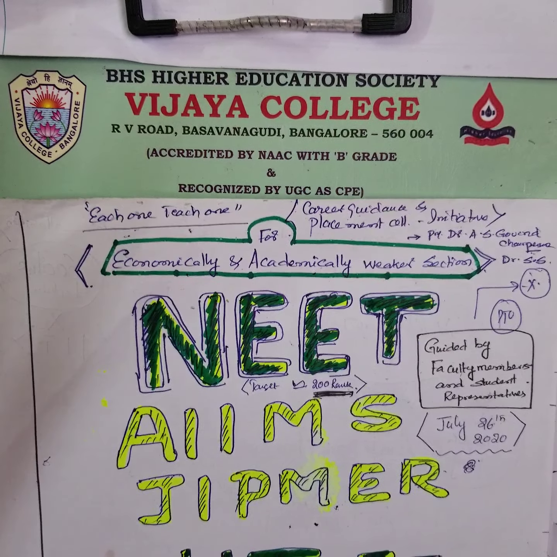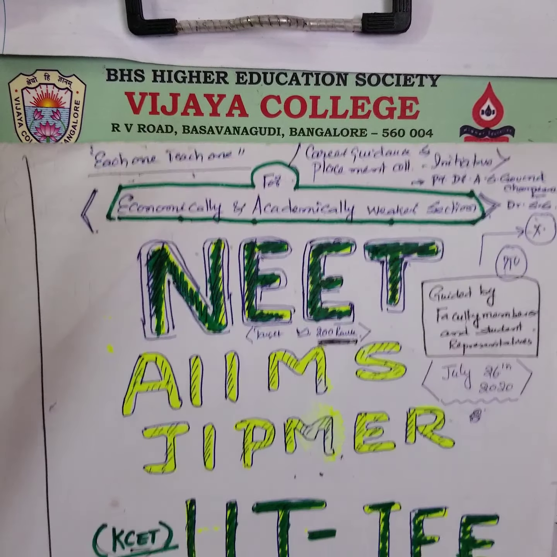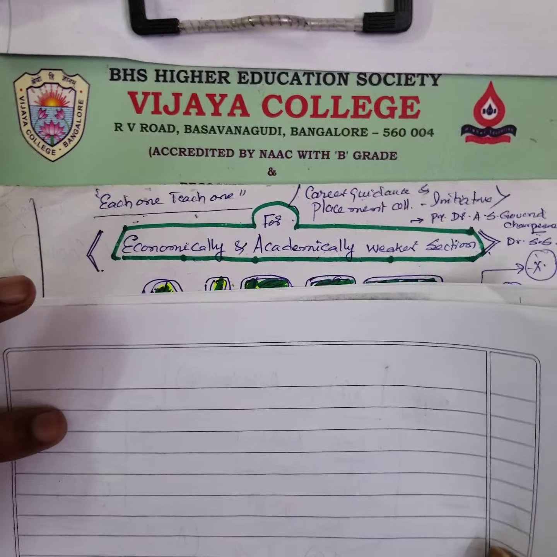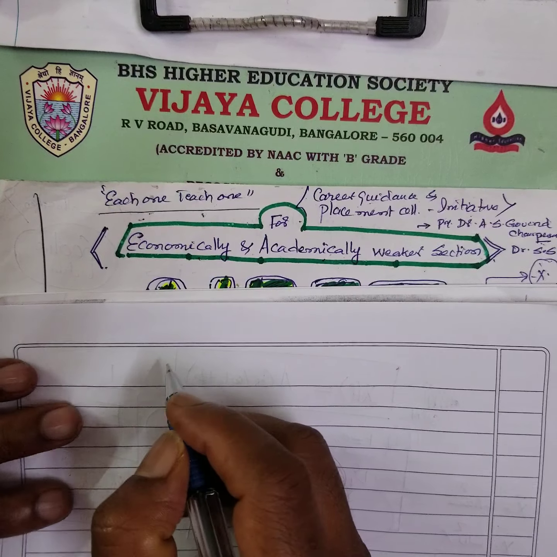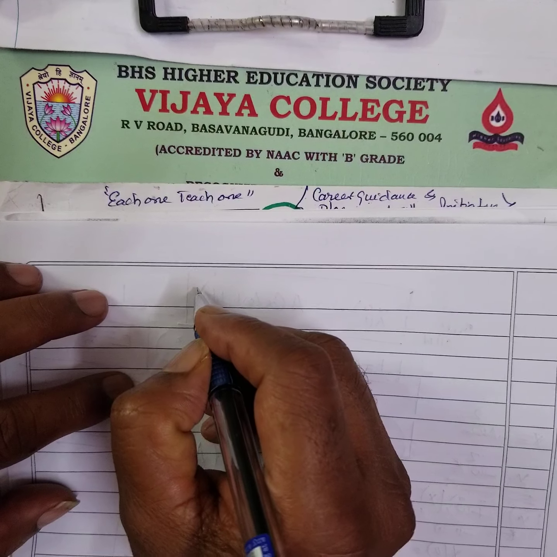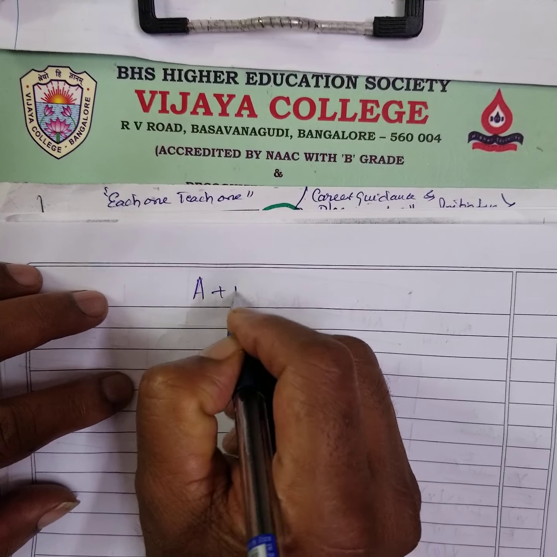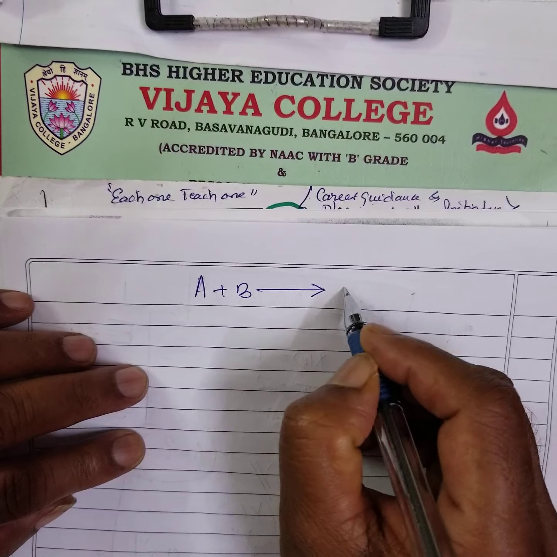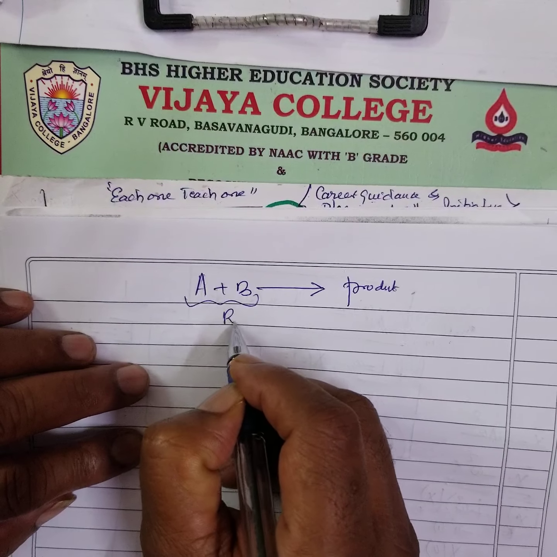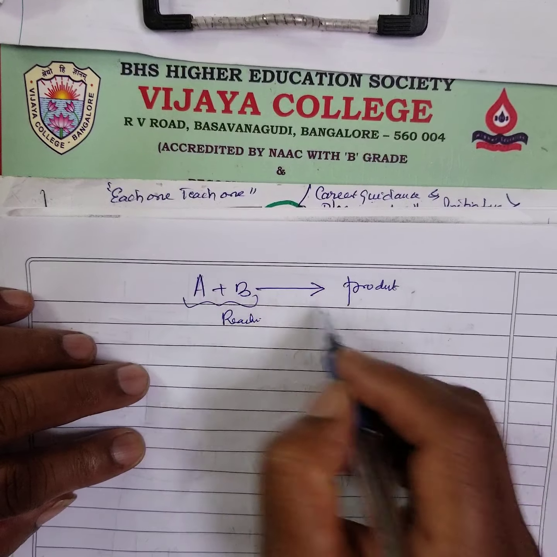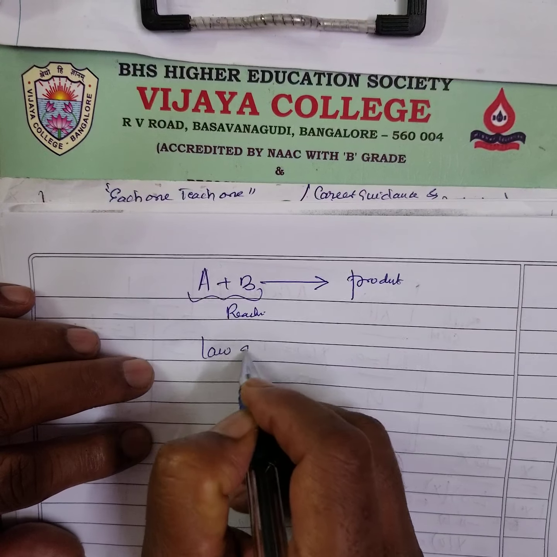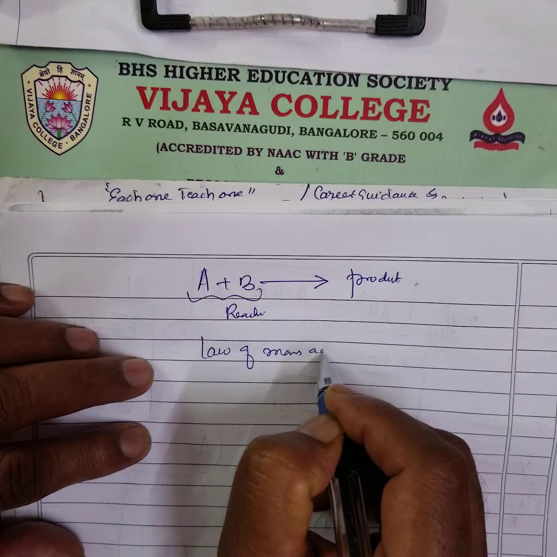Students, today we are going to continue that same NEET class on chemical kinetics. Last class we discussed what the rate of a chemical reaction is. Suppose a reactant A plus B gives product. These are the reactants, and the reactants give product according to the law of mass action.